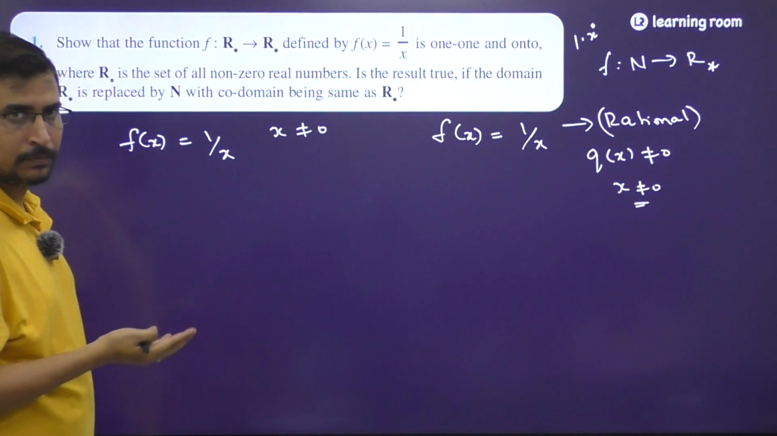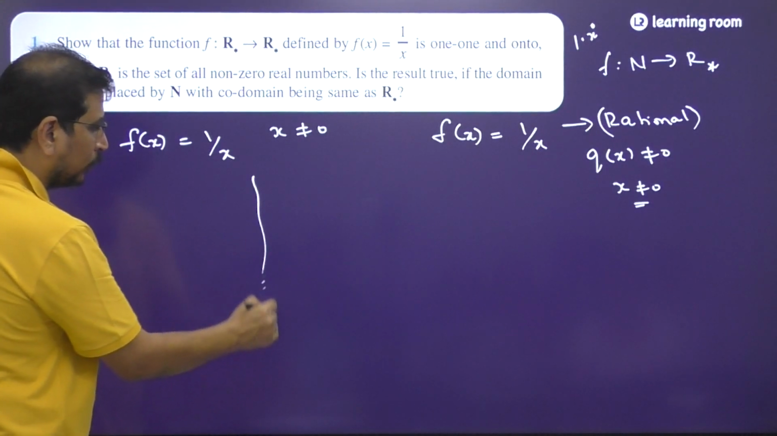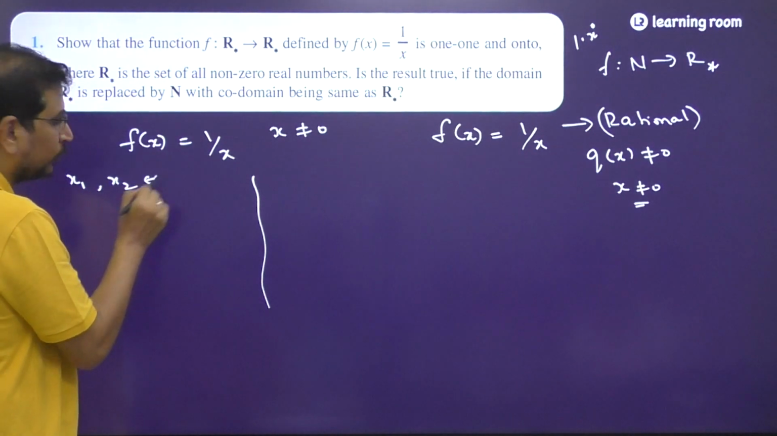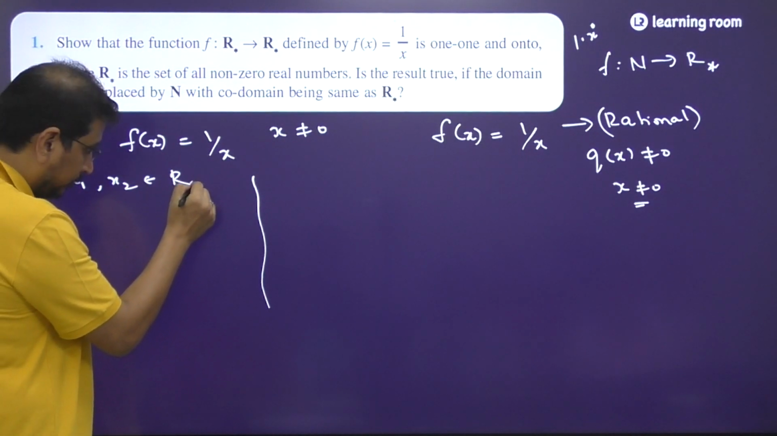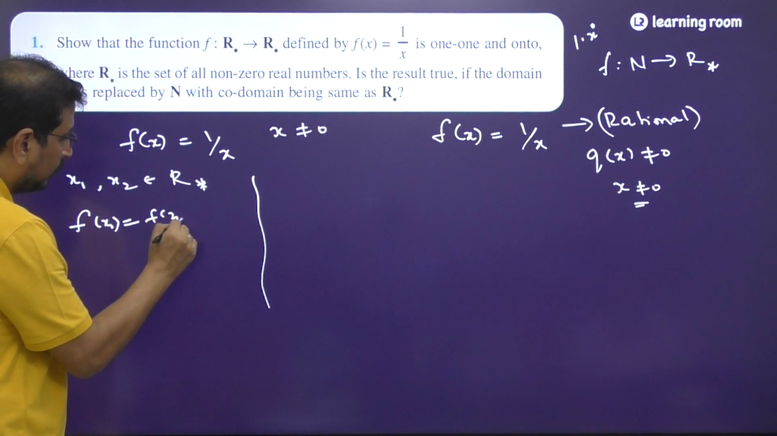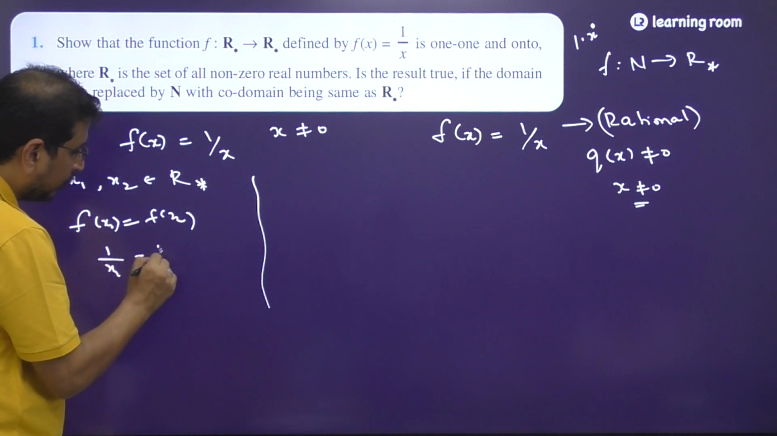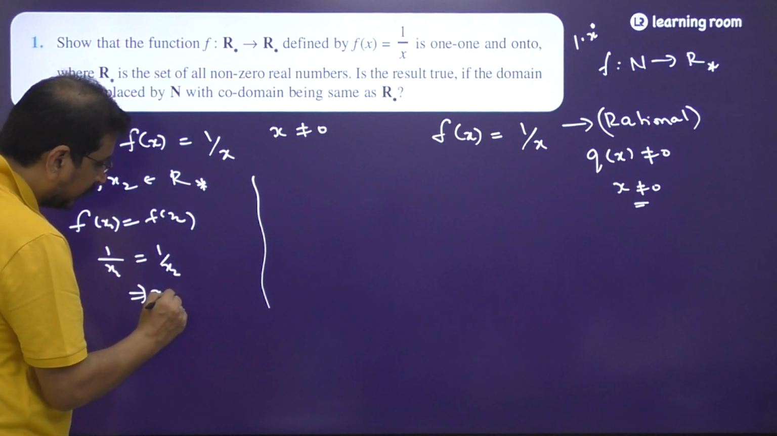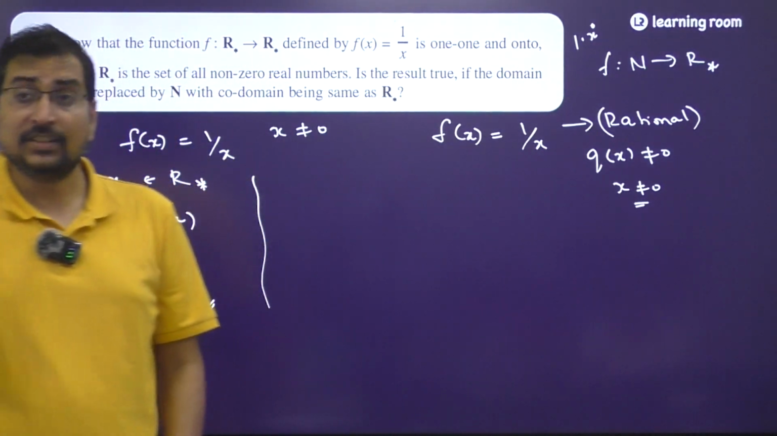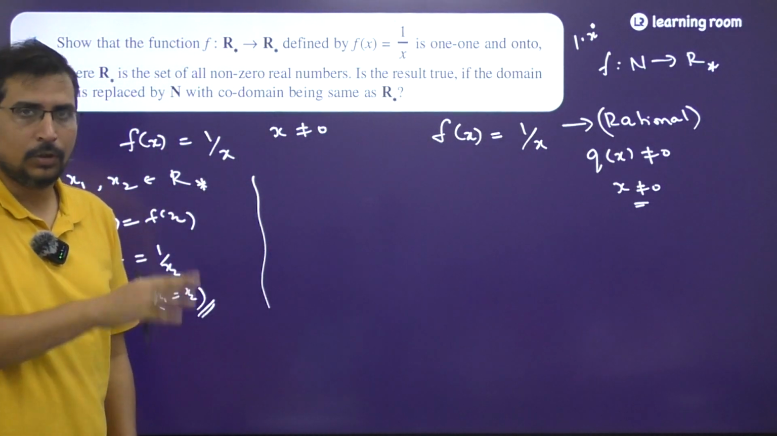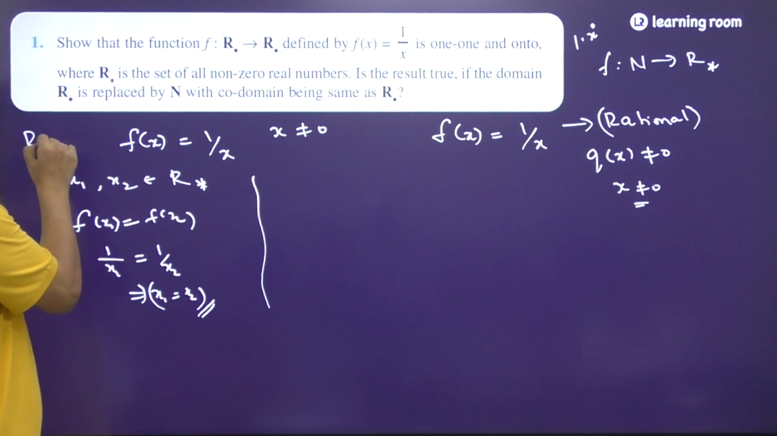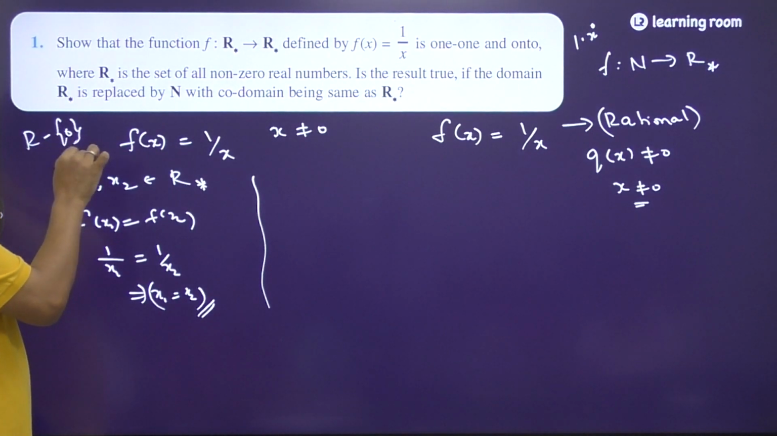Is this a 1-1 function? Simple, no? What are the steps we follow? x1 comma x2 belongs to R. So 1 by x1 will be equal to 1 by x2, which implies x1 is equal to x2. x1 would have not been equal to x2 when the value of x could have been 0. That is not possible because the domain itself doesn't have that value. So the other way of writing it is real number minus 0. You will see some notations like this also.